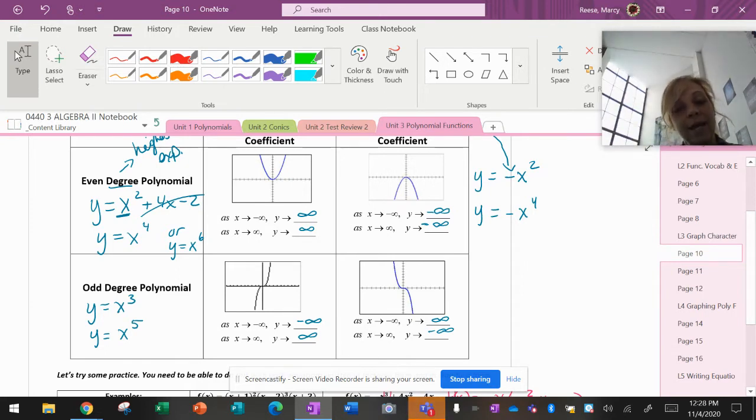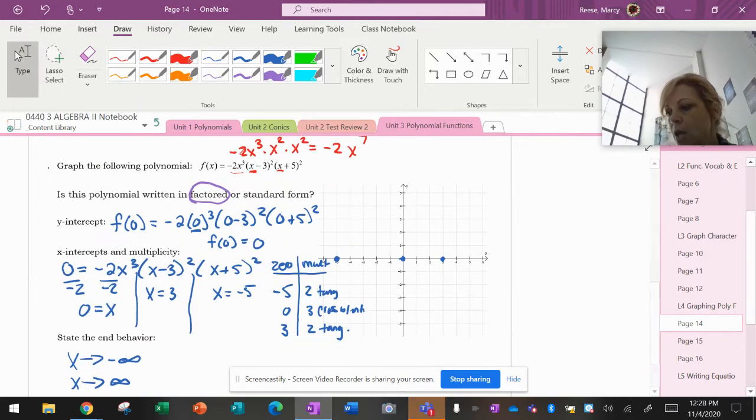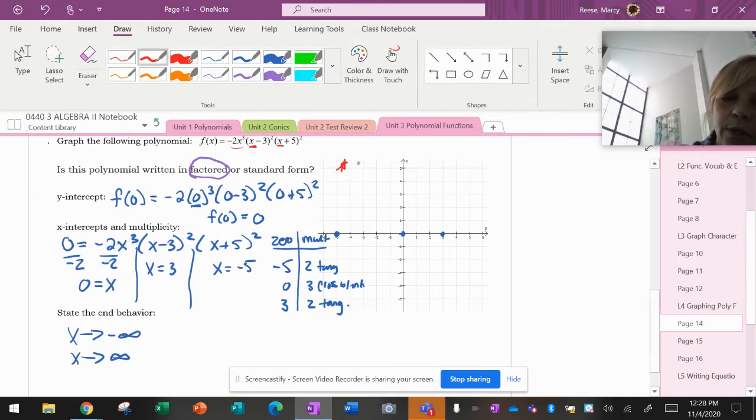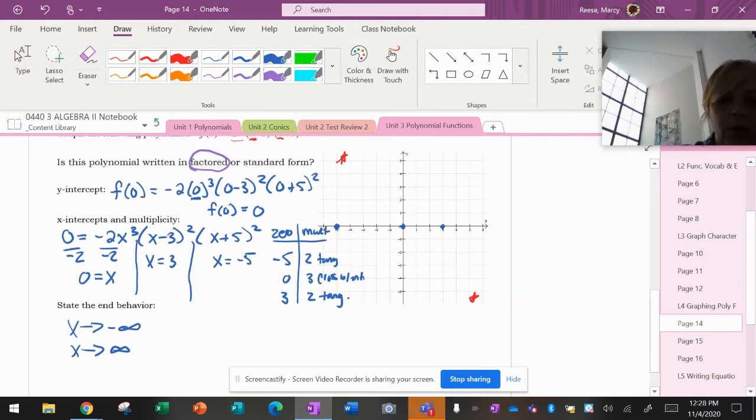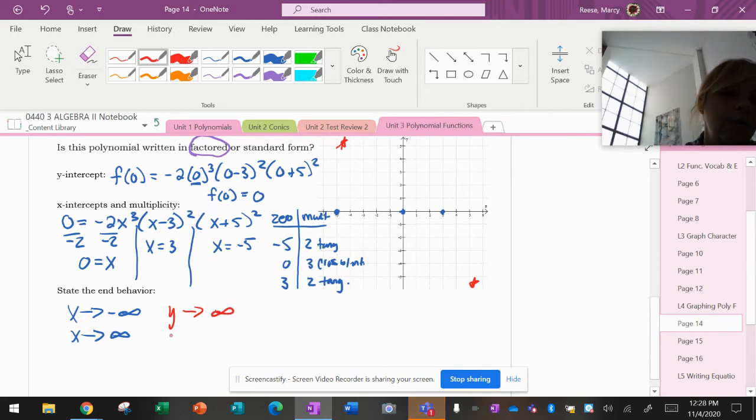So because it's a negative, it's actually going to start up here and end down here. So as x approaches negative infinity, as x goes to the left, y is going to approach infinity, and as x goes to positive infinity, as the graph goes to the right, y is going to go to negative infinity.